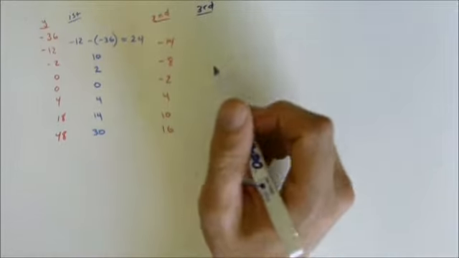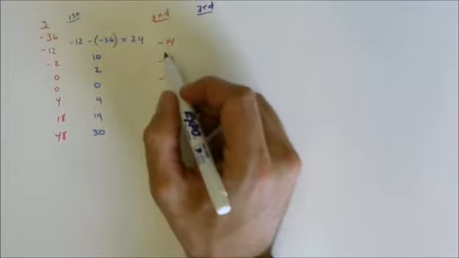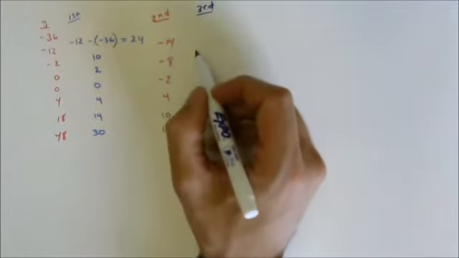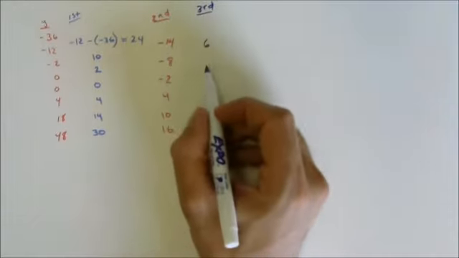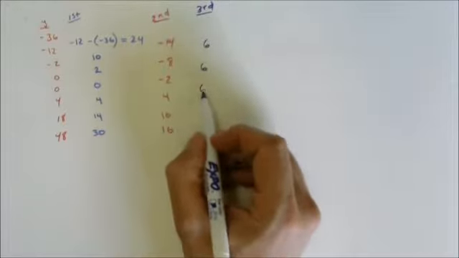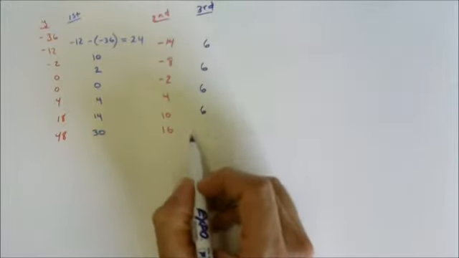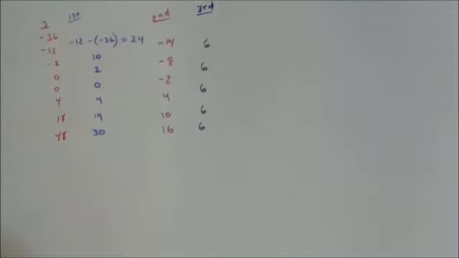I see something here. I think we're going to get it here. Negative 8 minus negative 14, that's negative 8 plus 14, is 6. Negative 2 plus 8 is 6. 4 minus negative 2 is 6. 10 minus 4 is 6. 16 minus 10 is 6. Okay, so we've arrived at constant finite differences.